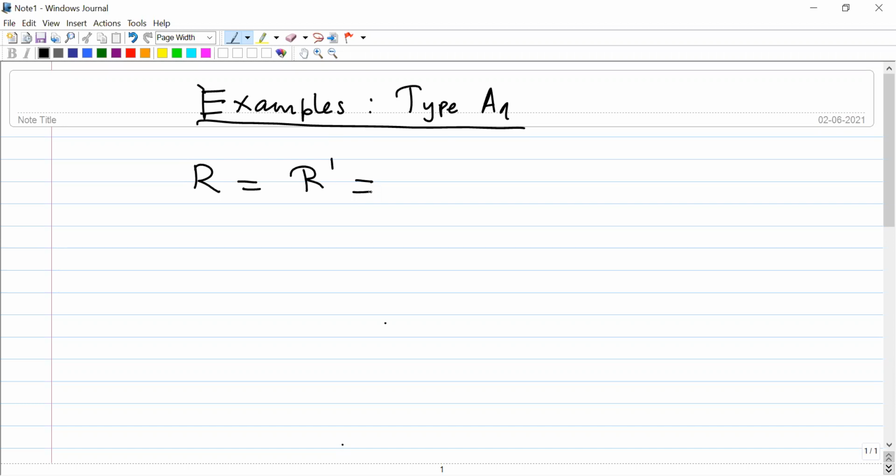So the underlying finite root system is type A1. That is denoted by plus or minus alpha. Okay, so we normalize so that mod alpha square is 2. So this is our assumption.